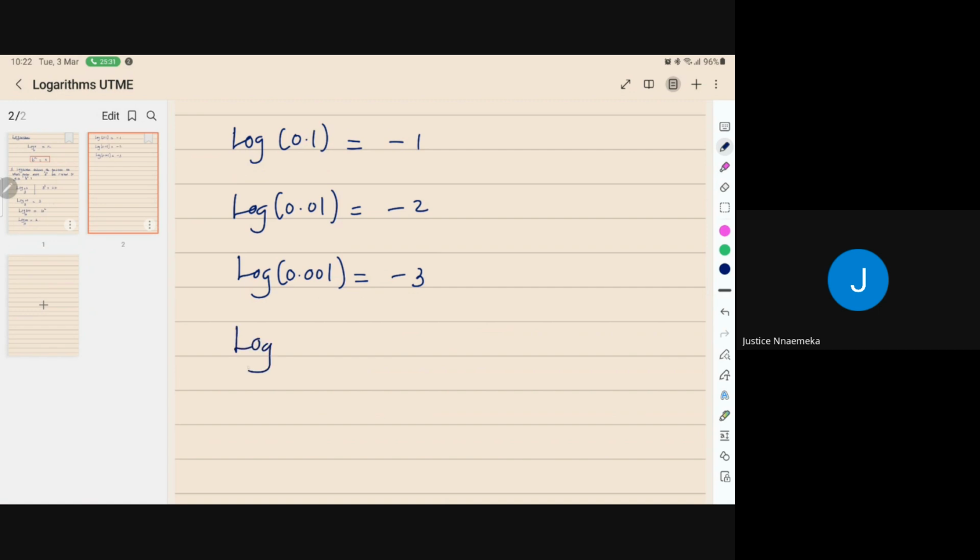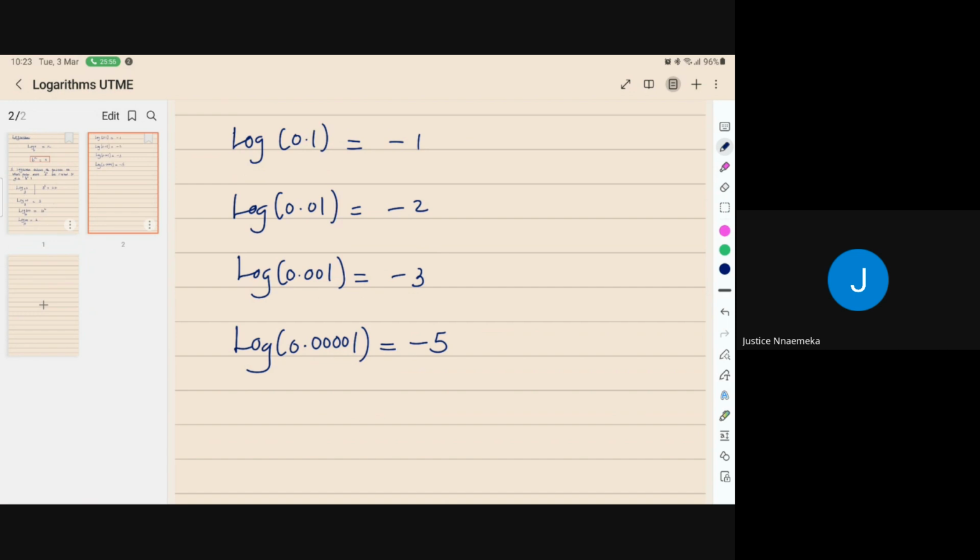Let's say I have log 0.00001. I just count the number, right? How many zeros do I have? So 1, 2, 3, 4, 5. That will be equal to what? Negative 5. Right? That's for decimals. So these are the key points that you need to always remember around your logarithm.